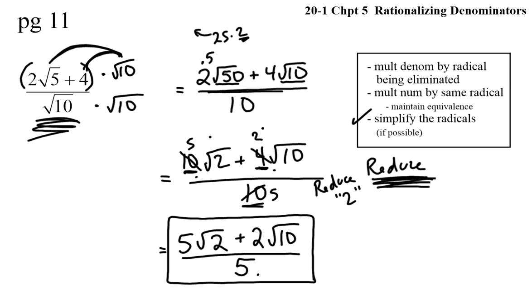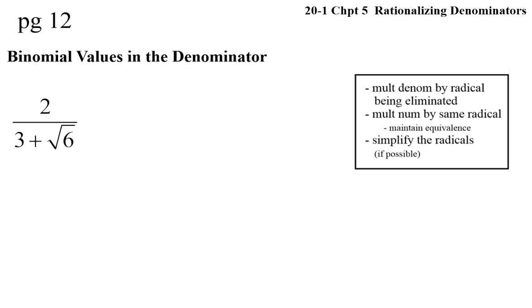There's rationalizing denominators when you have just a single radical in the denominator, a single term. Well, page 12, same kind of process, we just get bigger and a little uglier. So with this one, now we have 2 terms in the denominator, a binomial in the denominator. We still have to get rid of this root 6.